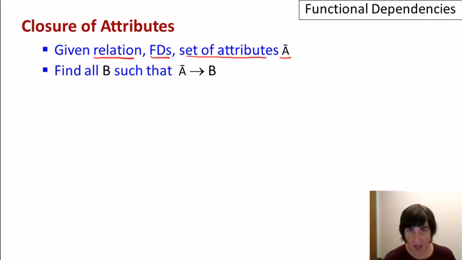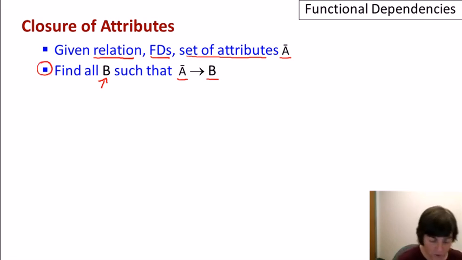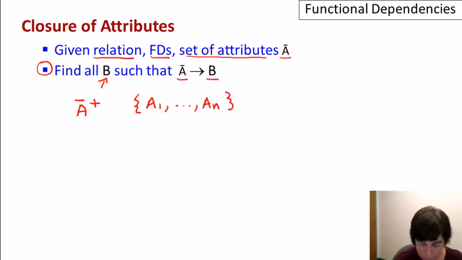Now I'm going to introduce the concept of closure of attributes. Let's suppose we're given a relation, a set of functional dependencies for that relation, and then a set of attributes A bar that are part of that relation. I'm interested in finding all attributes B of the relation such that A bar functionally determines B. And this is what's called the closure, and I'll show in a bit why we might want to compute that. Notationally, the closure is written using the plus sign, so the closure of A bar is A bar plus.